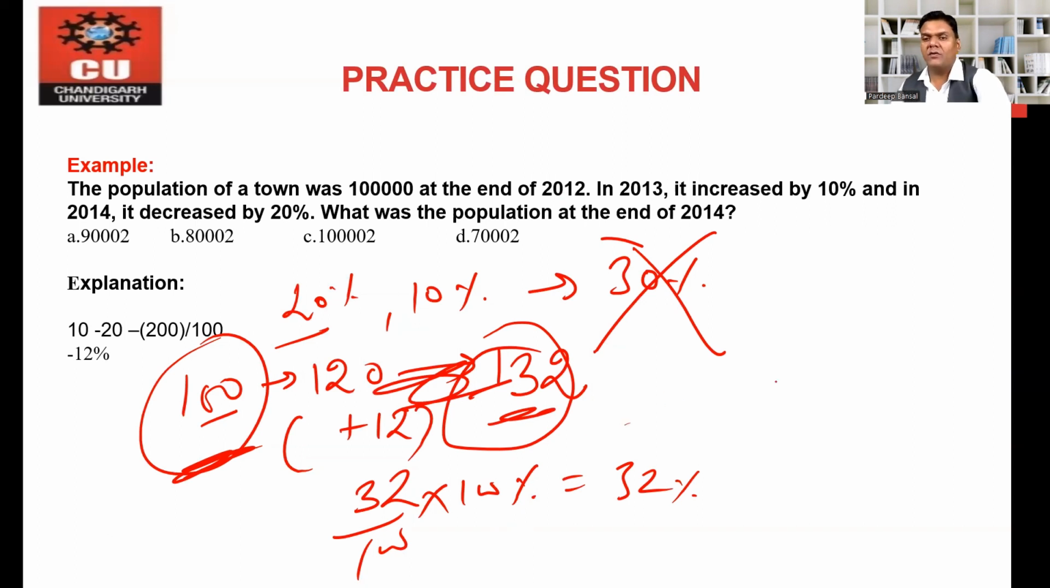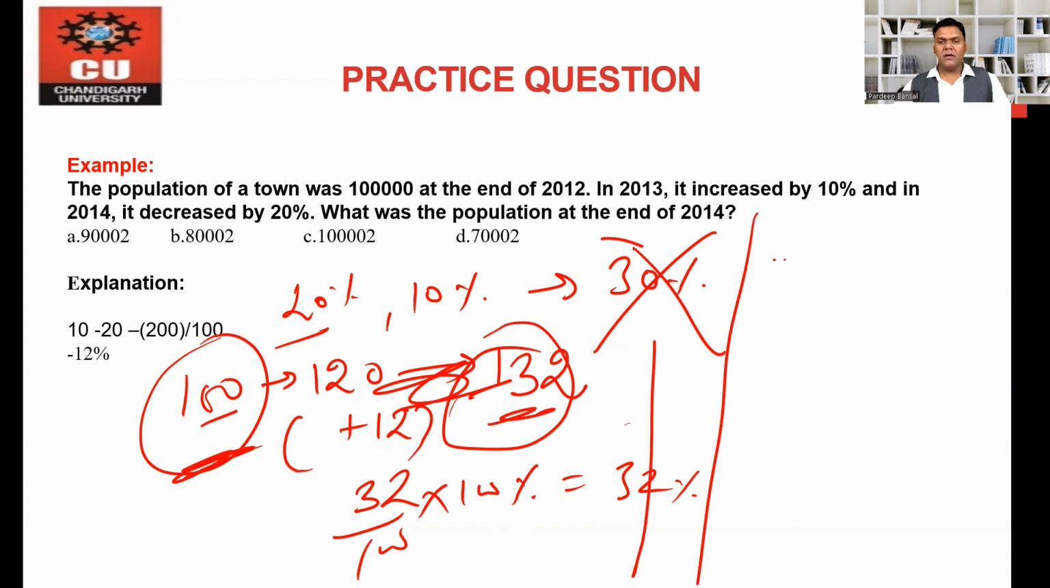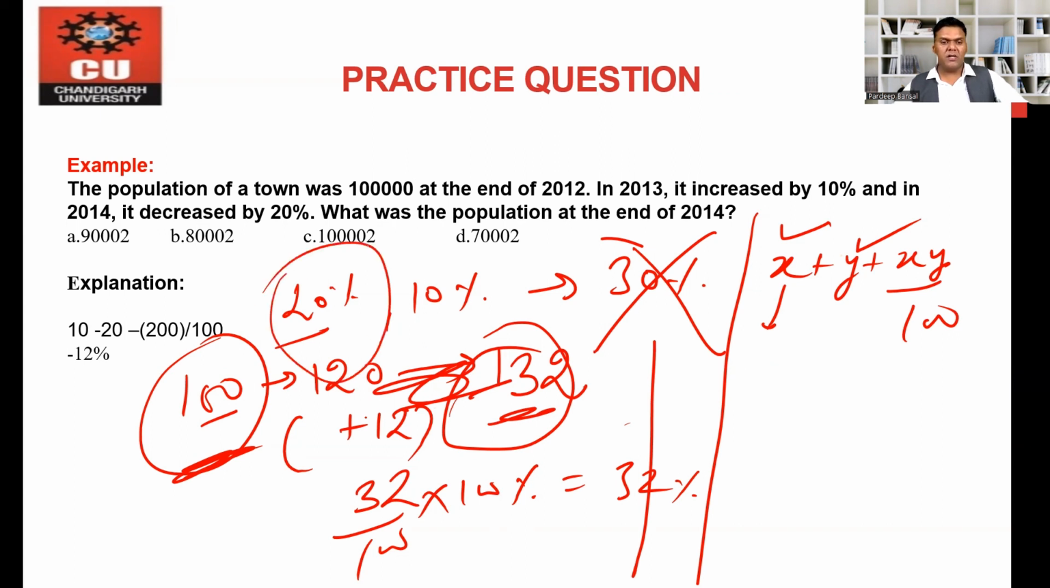So what is the other way out? So what do we suggest? That you go by the formula which we have shown you in the presentation, which says x plus y plus xy upon 100. Now what does x stand for? The first percentage change. Don't assume it to be an increase, the first percentage change. y is the second percentage change. Let's apply it. Here, the first percentage change is 20. The next percentage change is 10. If you multiply 20 by 10, it makes 200, by 100 makes it 2. So 20 plus 10 plus 2, 32.